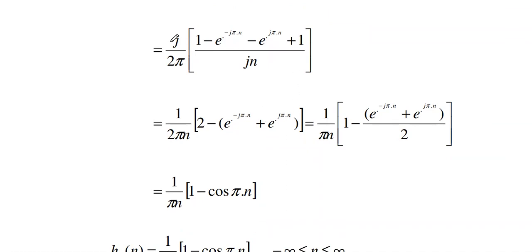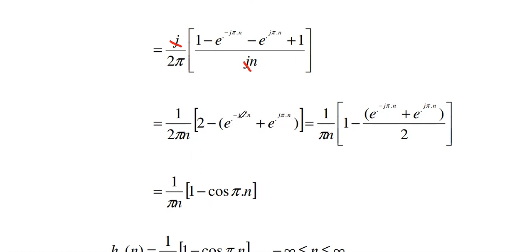Then this j and this j get cancelled. We take this n outside, so 1 by 2 pi n, 2 minus e power minus j pi n plus e power plus j pi n. Then we give the denominator 2 inside this value, and 2 by 2 is 1. So 1 by pi n, we divide the 2 with this.